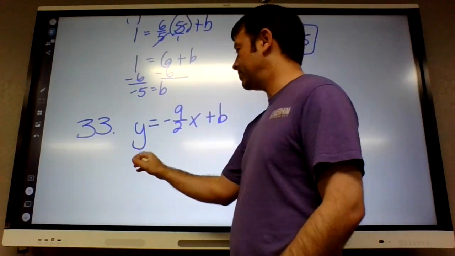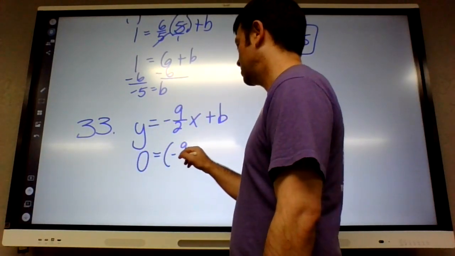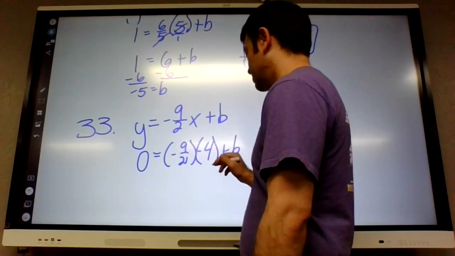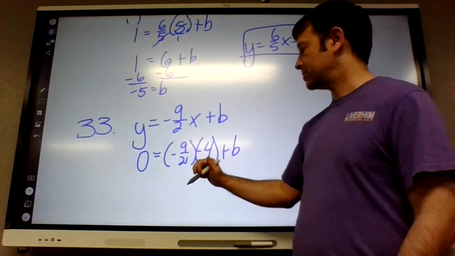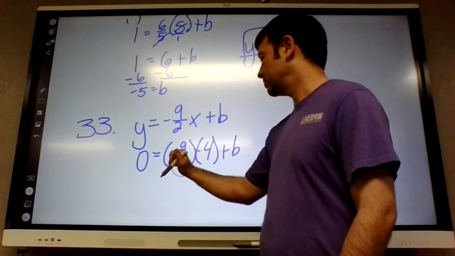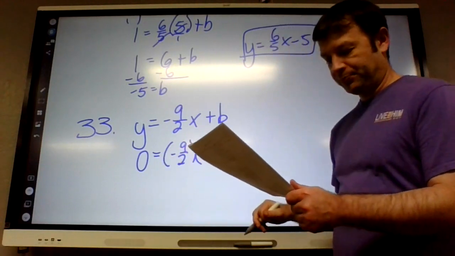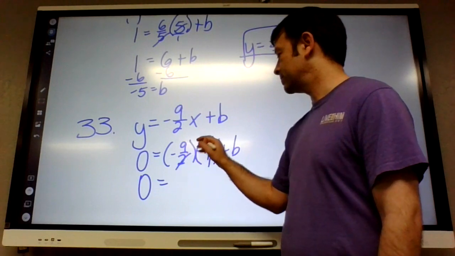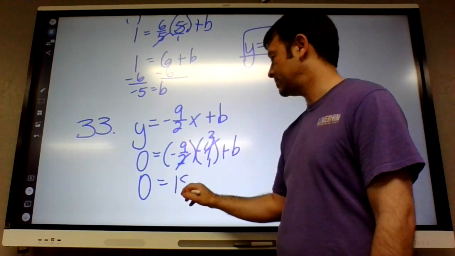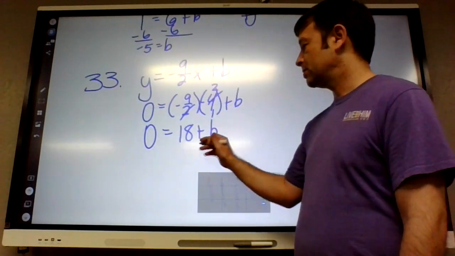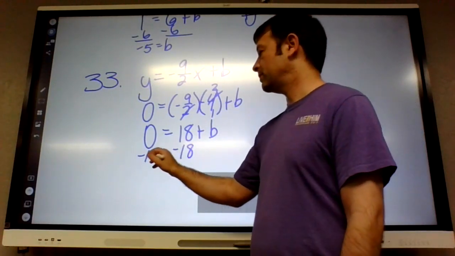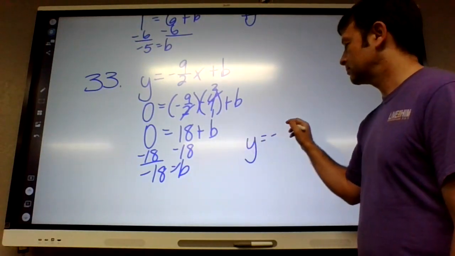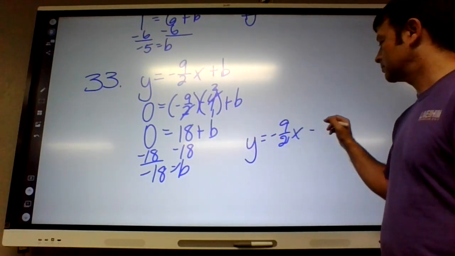So, -4, 0. Anyway, so 0 equals, these cancel out, 2, so it'll be positive 18. So, -18. So negative b is 18. So y equals -9/2 x plus, or -18.